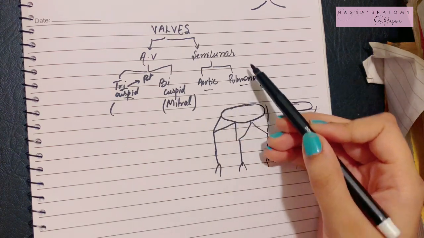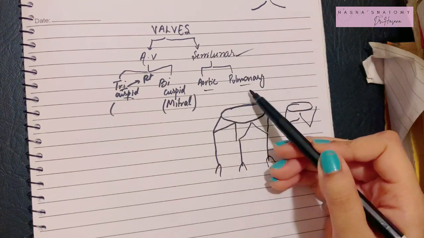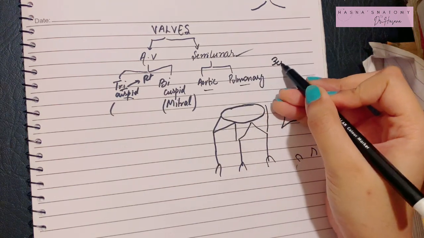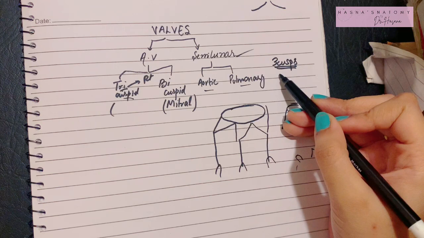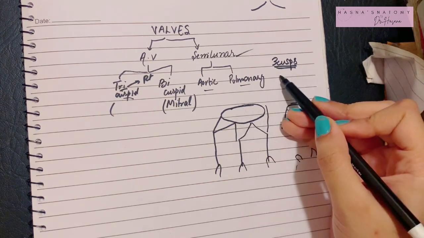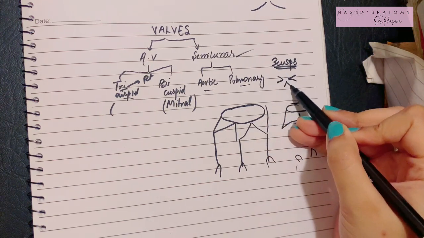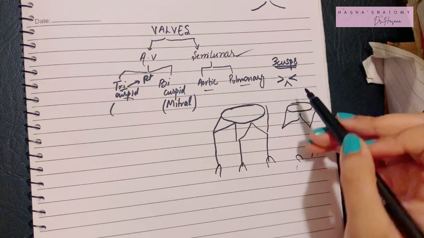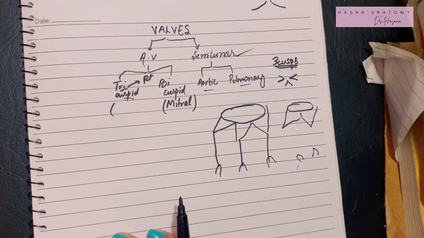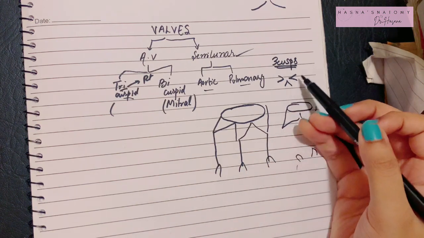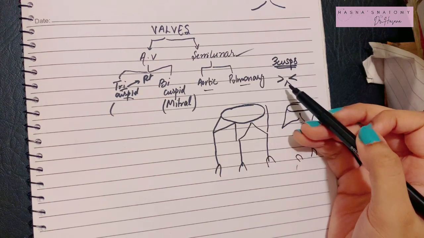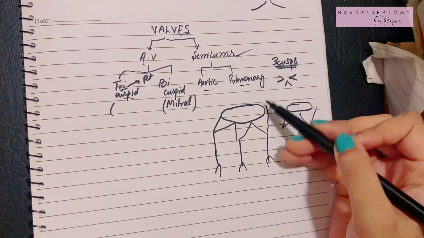The aortic and pulmonary valves are also known as the semilunar valves. Both of these valves have three cusps. In the case of these valves, there is no fibrous ring. They are directly attached to the wall via the cusps. During ventricular diastole or ventricular relaxation, these valves are closed, and during systole or the ventricular contraction, these open.